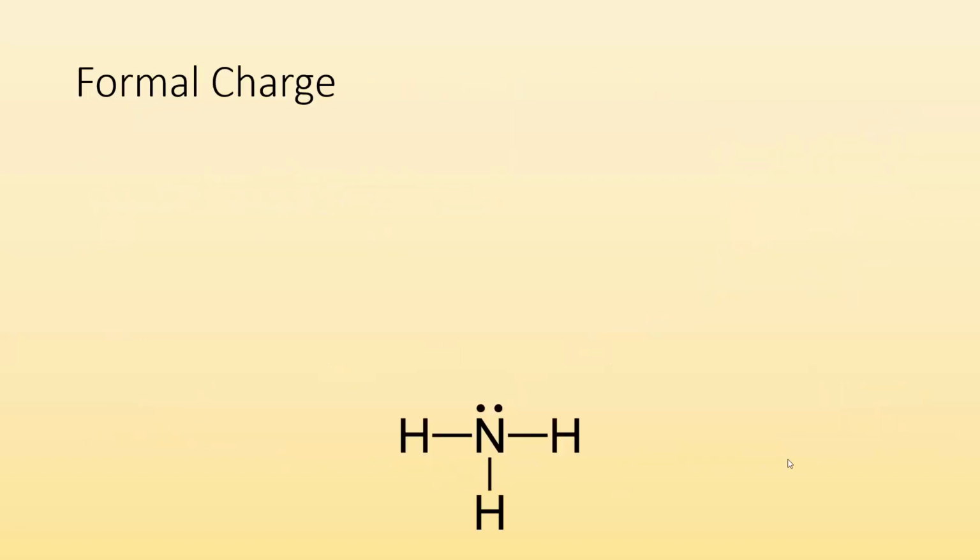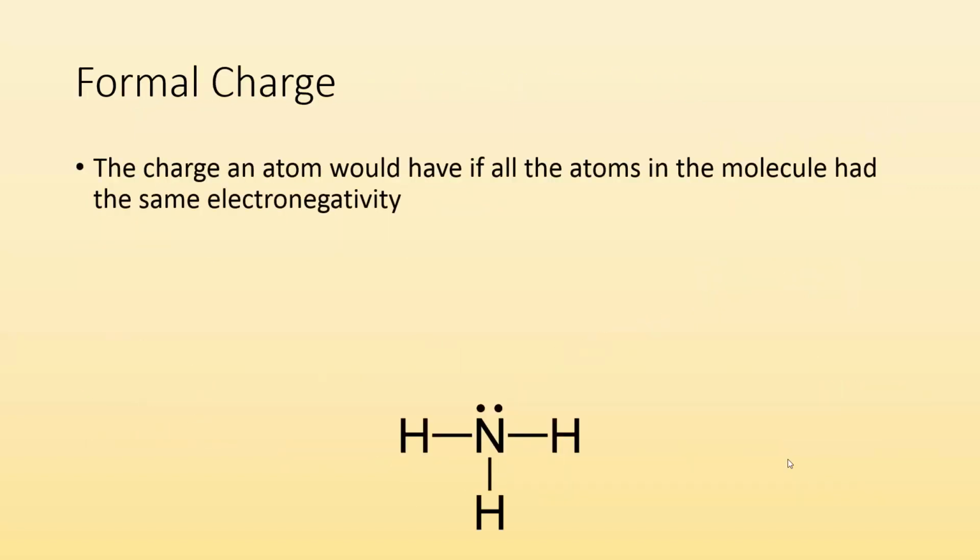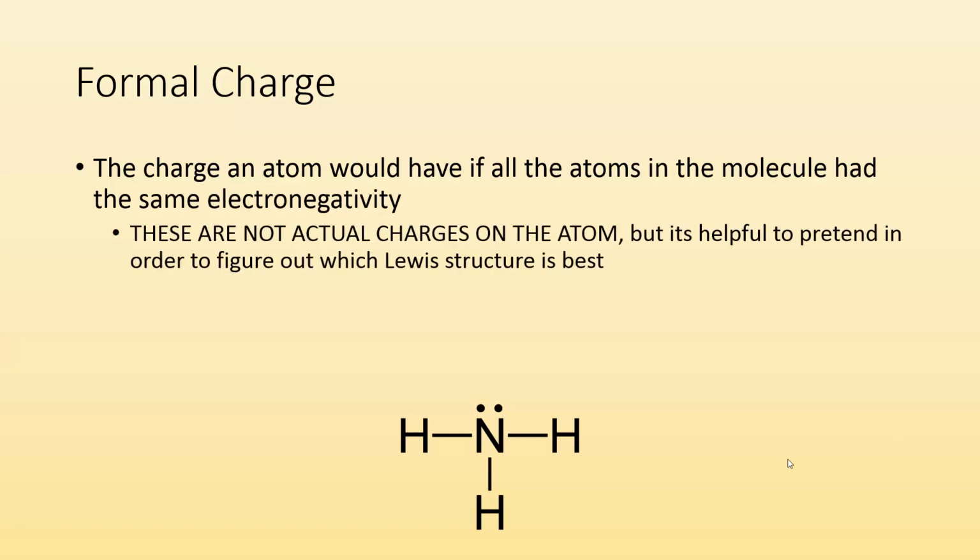All right, so formal charge, what is it? It's the charge an atom would have if all of the atoms in the molecule had the same electronegativity. So if they were to share all those electrons equally, what would the charge be on that atom? These are not actual charges on the atom. It's just helpful to pretend in order to figure out which Lewis structure would be best.